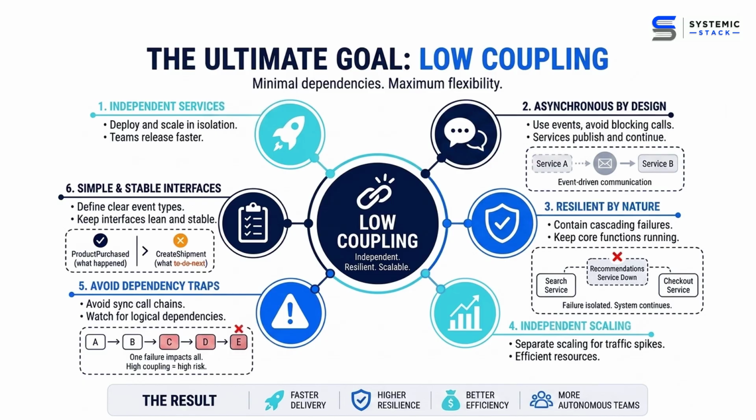In an interview, explain how using a message queue or an event bus can decouple your services. Instead of service A calling service B and waiting for a response, service A just emits an event and moves on. This makes the system much more resilient and allows services to handle spikes in traffic independently. Now you also have to watch out for logical coupling, where services still need to know too much about each other's internals. Keep your interfaces simple and your events focused on what happened rather than what to do next. That's how you build a truly robust distributed system.